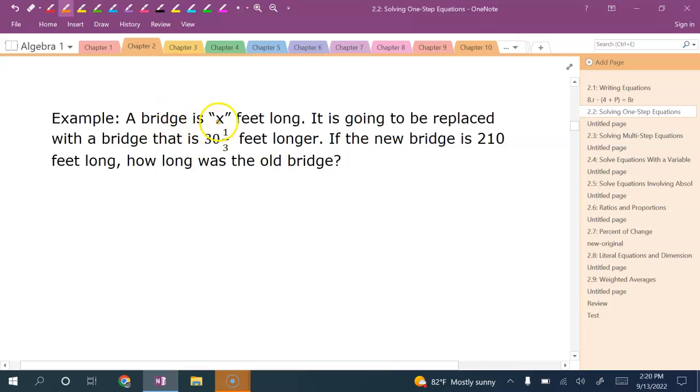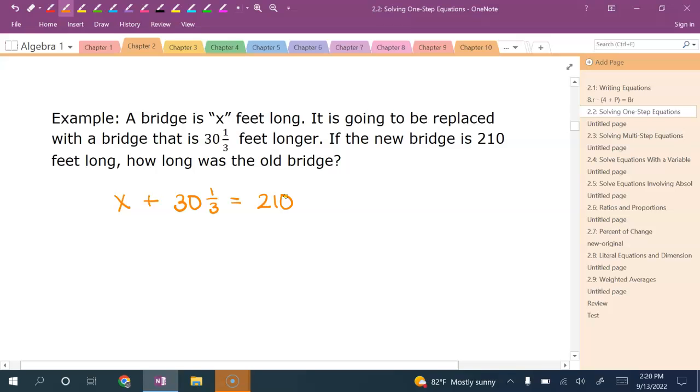So this old bridge, or the current bridge, is x feet long. And this new one is going to be 30 1/3 feet longer. So that means that it's going to be increasing its length. So we're going to add 30 1/3 to that x. And the new bridge's length is going to be 210. So that's how I would set up my equation here.